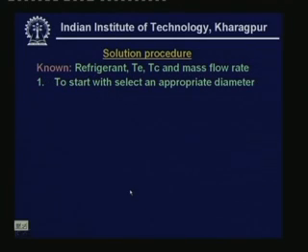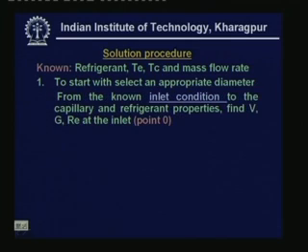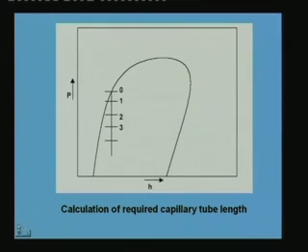So, let me summarize whatever I have explained. Of course, you have two unknowns, that is the diameter and length. So we always have to start with some appropriate diameter and then find out the length. From the known inlet condition to the capillary and refrigerant properties, find velocity V, mass velocity G, and Reynolds number at the inlet. That means let us say that our inlet condition is saturated. So I know this point.